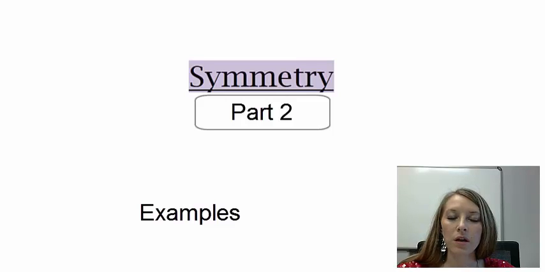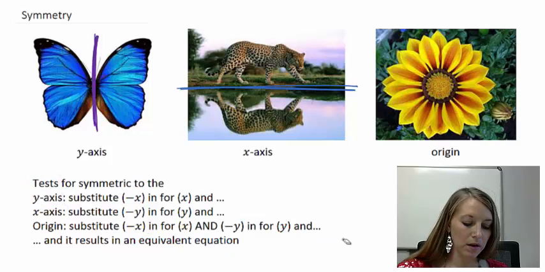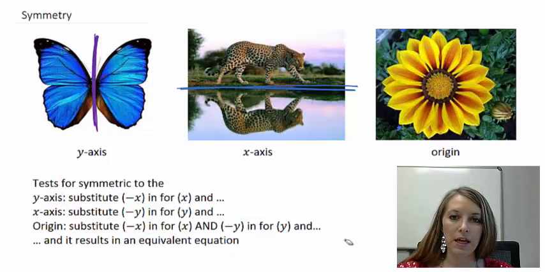So we are working on determining whether something is symmetric to the x-axis, the y-axis, and/or origin on our graph. So to review the test, we substitute in the negative opposite variable for the x-axis and the y-axis. And if those negatives end up canceling out somehow and we end up with the same equation, that means it is symmetric to those there.